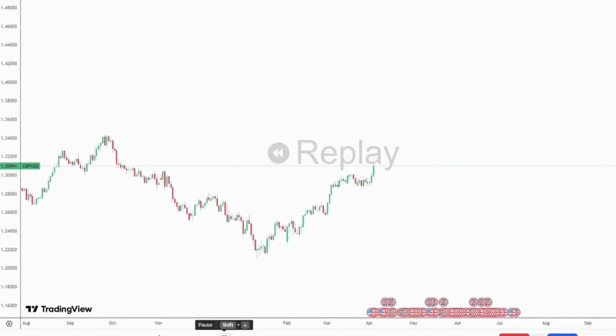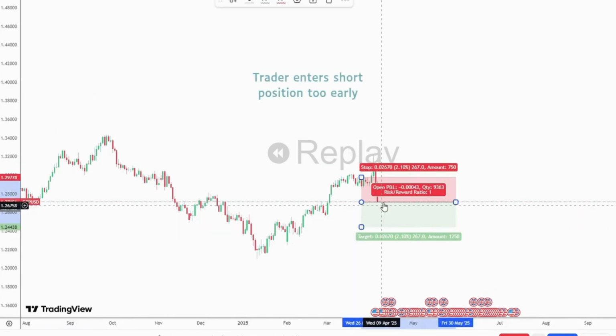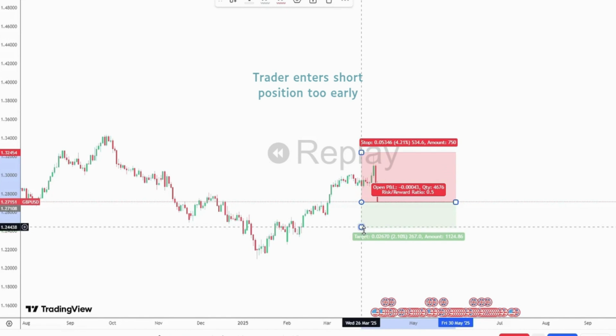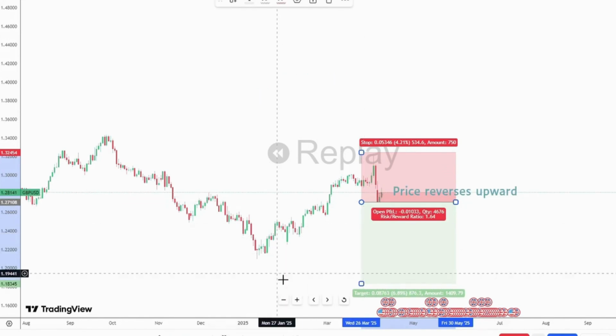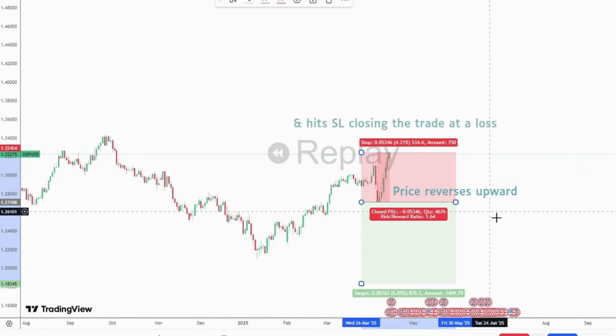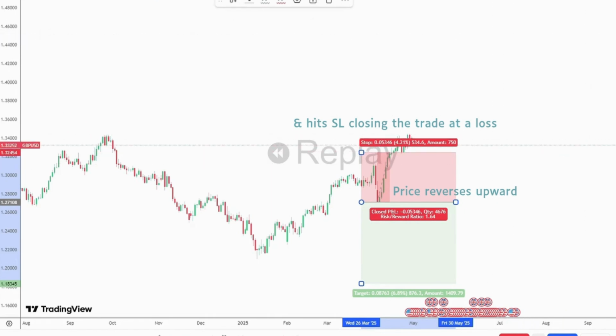Another common mistake is reacting emotionally to price manipulation. When you see price briefly push beyond a key level and then reverse, many retail traders panic and make poor decisions. Understanding that this may be part of the liquidity game helps you stay calm and stick to your trading plan.